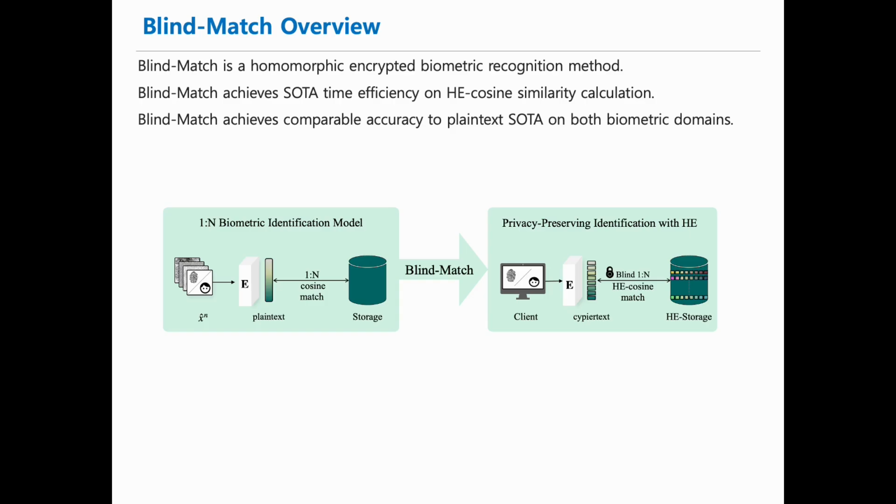BlindMatch is a homomorphic encrypted biometric recognition method. It achieves state-of-the-art time efficiency on homomorphic encryption-based cosine similarity calculation. BlindMatch achieves comparable accuracy to plaintext state-of-the-art on both biometric domains.